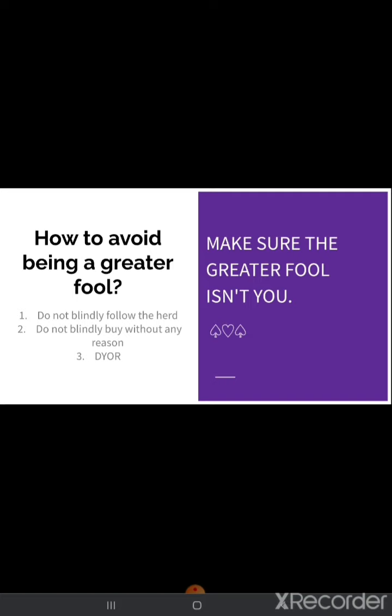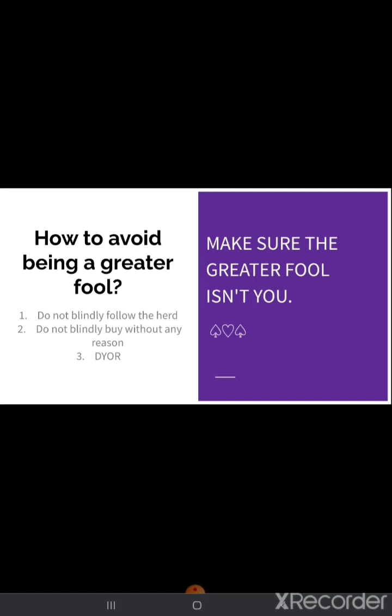Don't just blindly follow the person because he has a guru tag on him. Maybe he has a verified account on Twitter, or maybe he has a large number of followers. These things are just extrinsic value. You need to consider the intrinsic value. Why is this person telling me? Why must I buy this? Why must this person tell me to buy this?